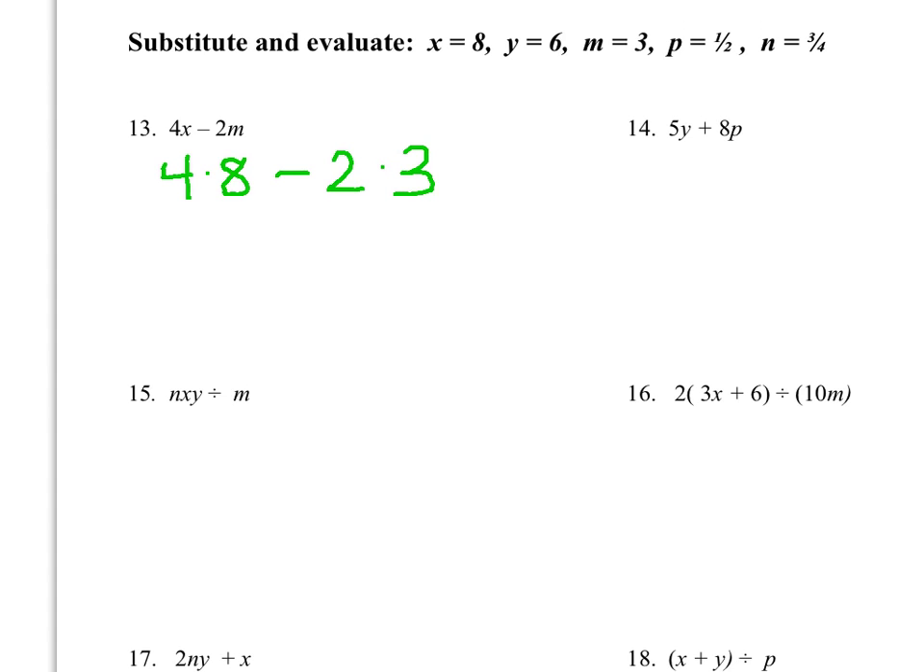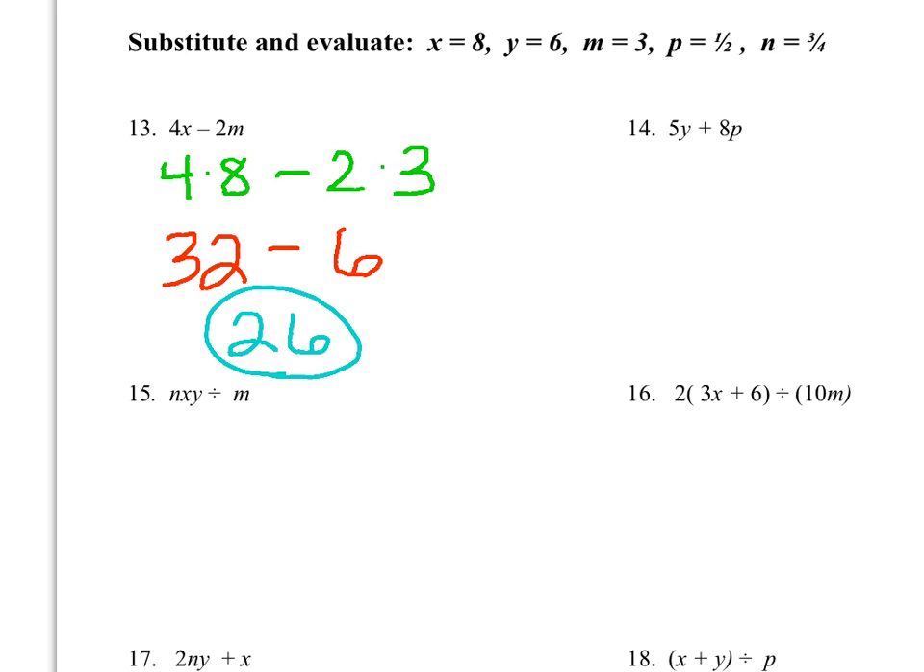Then we step into our order of operations, doing our multiplication, which is twice in this problem. So we're going to do multiplication. 4 times 8 is 32, minus 2 times 3 is 6, getting a final result of, let's see, 26. So number 13 should be 26. Let's scroll down to 15. 15 looks pretty tough. Let's go with 15.